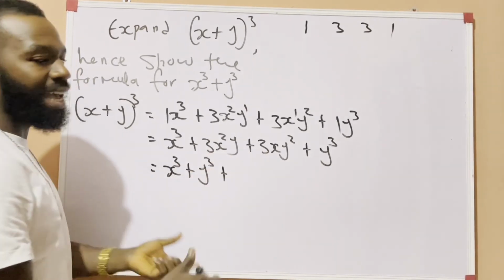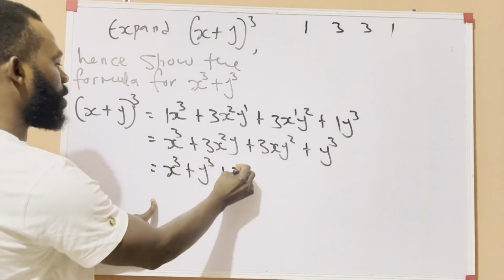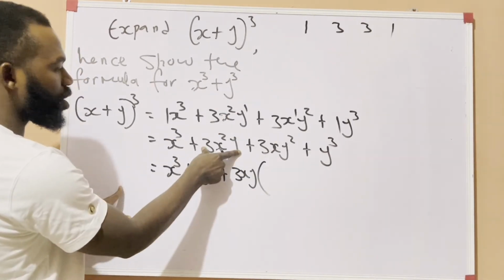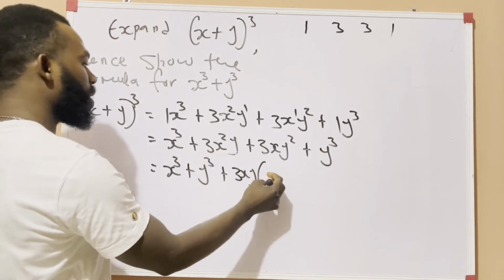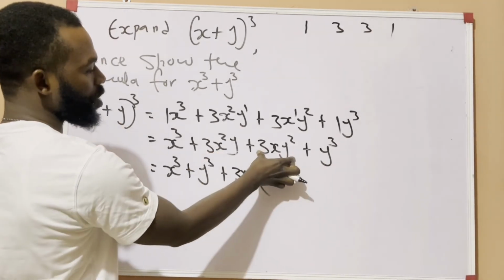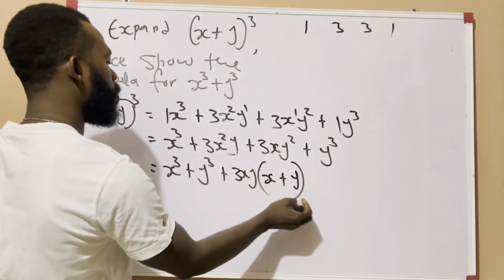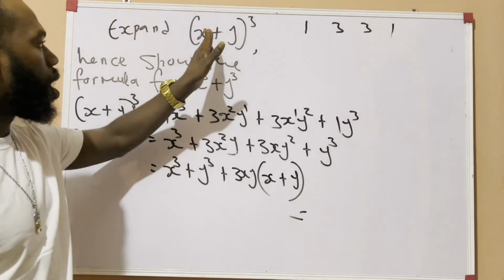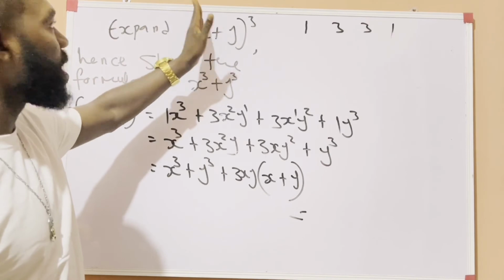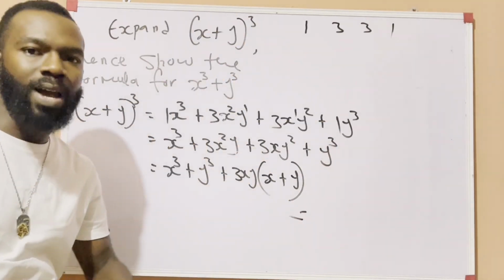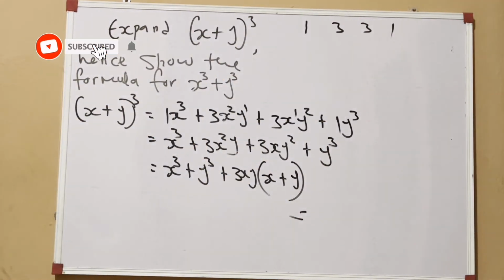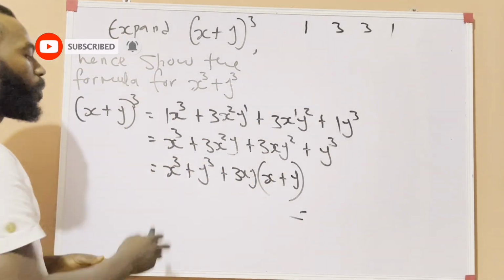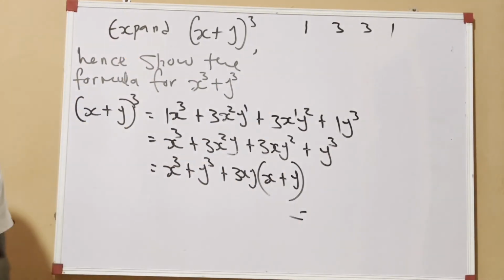they both have 3xy in common. So I'll have 3xy, and then I'll open a bracket. And if 3xy should leave here, I'll be left with just x. Plus, if 3xy should leave here, I will be left with just y, which is the same answer we got when we use x plus y, x plus y, x plus y in 3 places. And from this place again, taking these terms to the other side, we'll get the formula for what? X cubed plus y cubed.